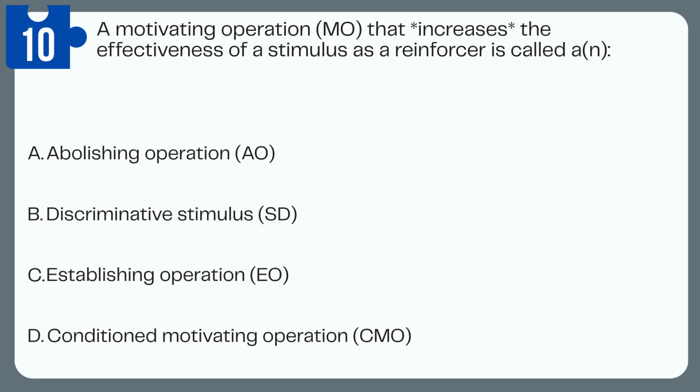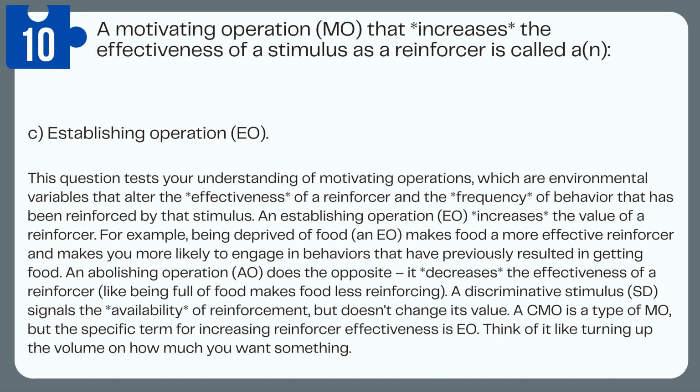Question 10. A motivating operation, MO, that increases the effectiveness of a stimulus as a reinforcer is called a: A. Abolishing operation, AO. B. Discriminative stimulus, SD. C. Establishing operation, EO. D. Conditioned motivating operation, CMO. Answer: C. Establishing operation, EO.